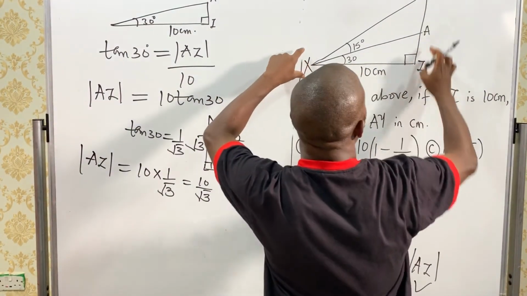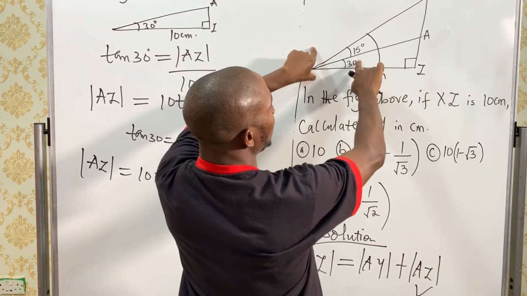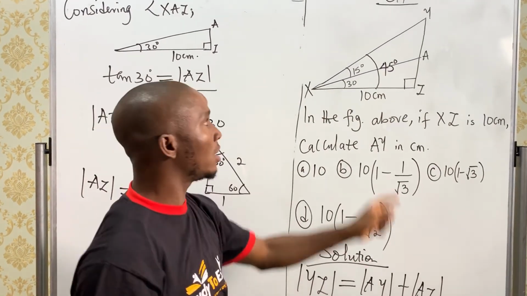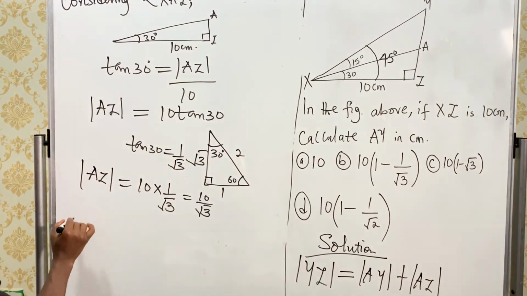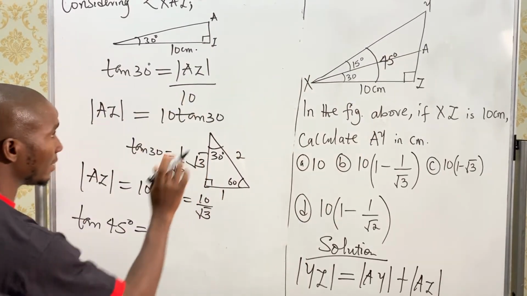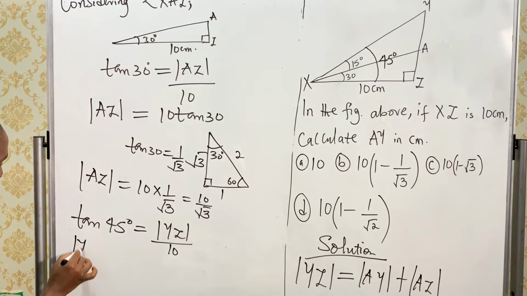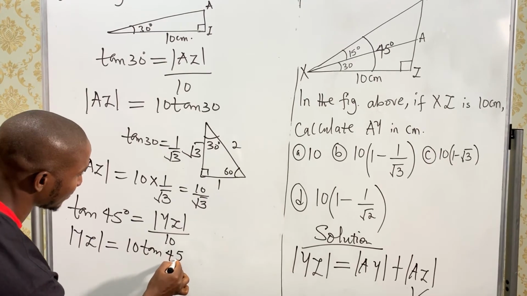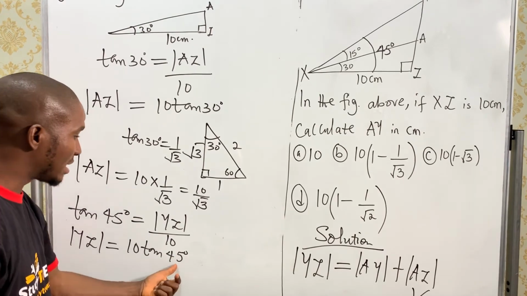To find YZ, we need to consider the whole shape. This is 15 plus 30 to make 45 degrees. Considering the whole shape, that means we can also use trig here. Opposite over adjacent. That means we also have 10, 45 this time around, from the full shape to be YZ divided by 10. Where YZ, if you cross multiply, becomes 10 tan 45 degrees. Now, tan 45.